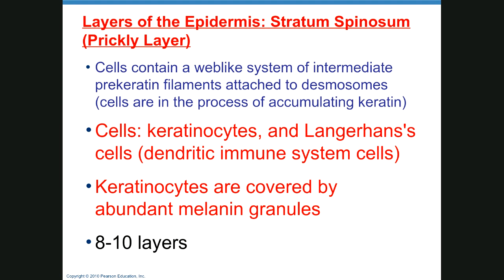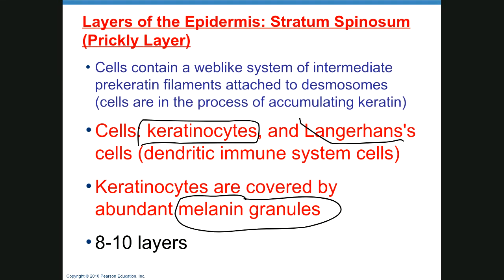And so the cells that we find in this strata are keratinocytes. These are live keratinocytes. They're not dividing, but they're still alive, still metabolizing, with a nucleus. They have organelles. We also find in this layer the immune system cells, Langerhans cells. Keratinocytes are going to be covered by the melanin granules, because these cells, being alive, need protection from UV light. The thickness of the layer varies between 8 to 10 layers.